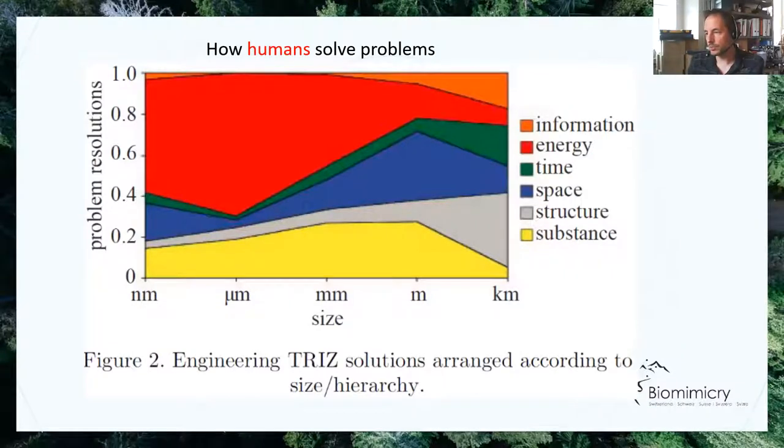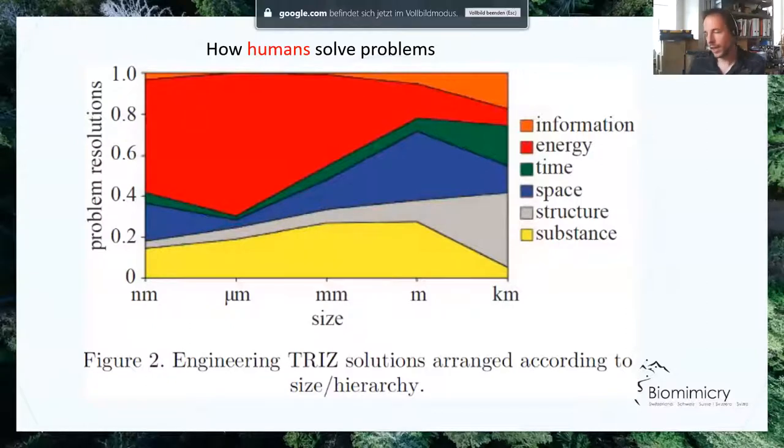And it's just put in this chart here. And you see the biggest part is this red part, and this is energy. So when people solve a problem, the most thing they use is energy. Then the second biggest is the yellow part, substance, that means material, basically. So humans solve problems with material and energy, and sometimes some other stuff. And the orange part is interesting. This is information, or basically information processing. It's not used that much in humans' innovation.